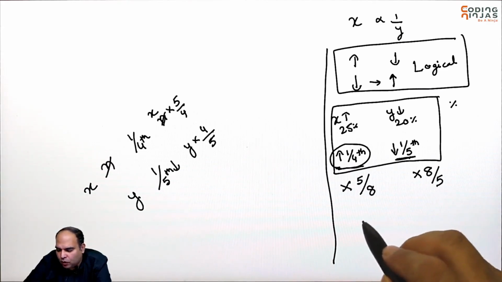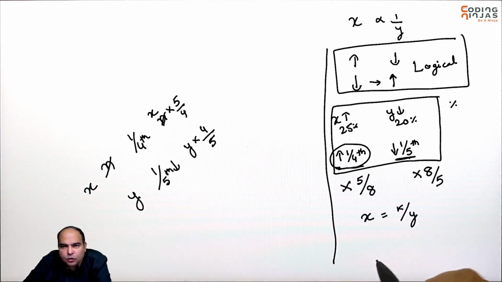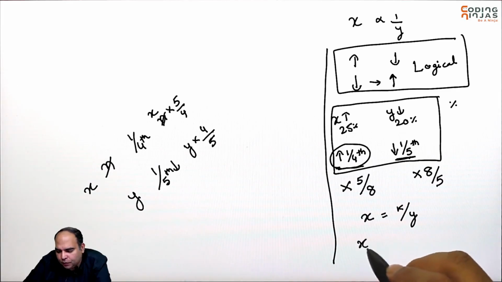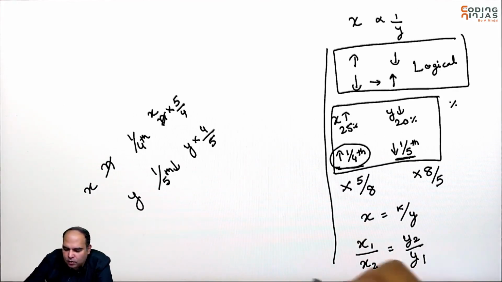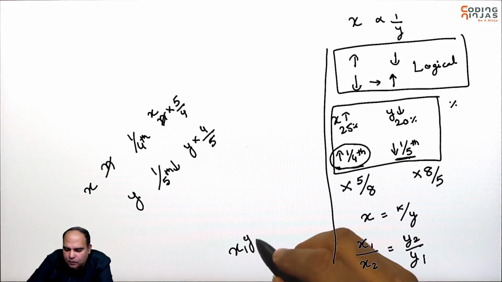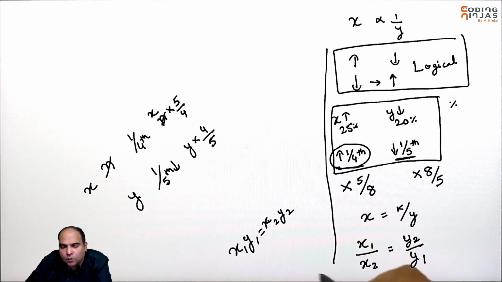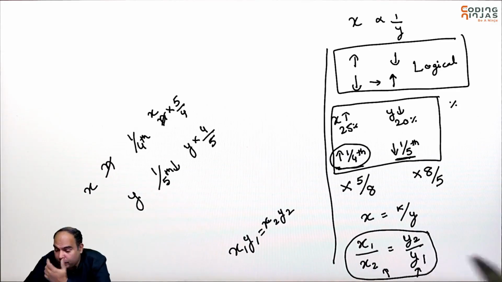And of course you can also create an x is equal to k by y by introducing a constant. You can convert this into an equation. And the last but not least is that if you measure two instances of x, x1 by x2, then these would be equal to y2 by y1, because as you know, product constancy tells us that x1 y1 will be equal to x2 y2 and so on. So that's why you have to invert the ratio of x to get the ratio of y. So this is what inverse variation means.